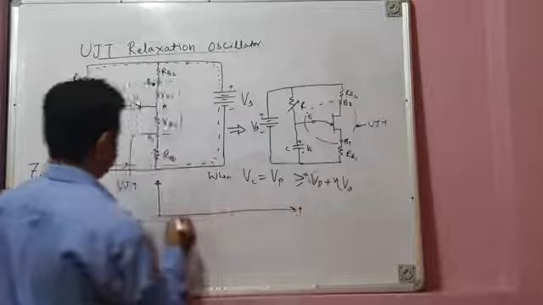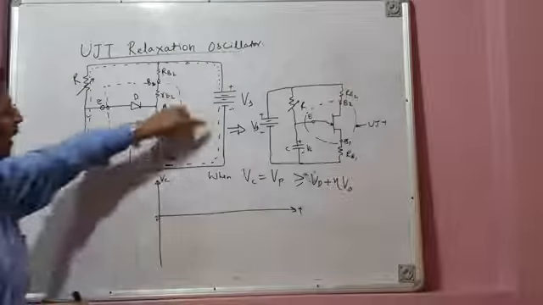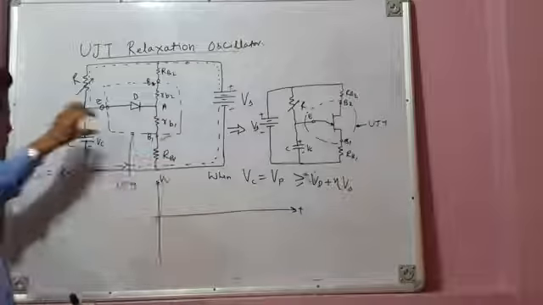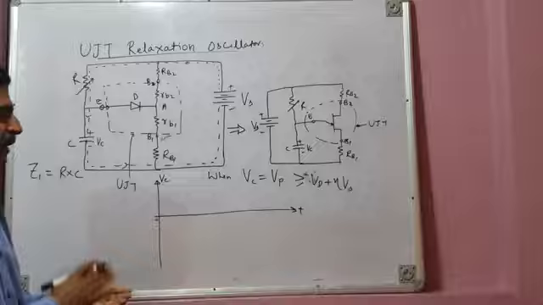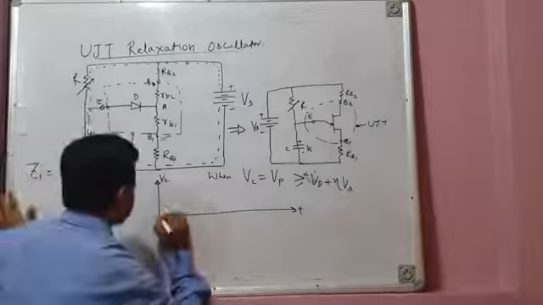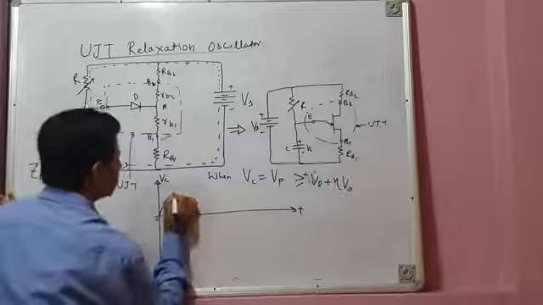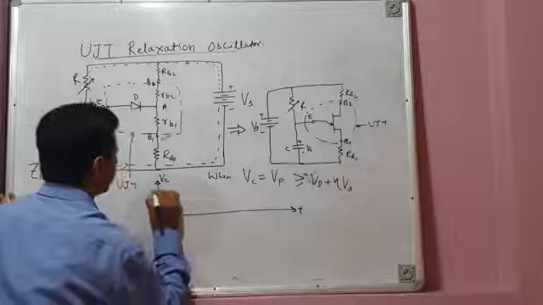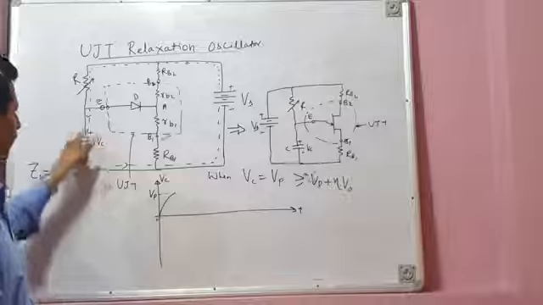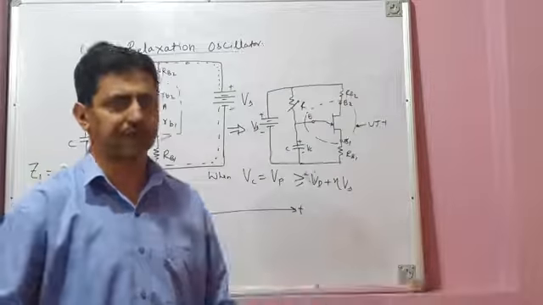This is time axis, and this is the capacitor voltage VC. Now, because of this DC charging current from the DC source, capacitor starts charging, and the voltage across capacitor starts rising at a rate determined by this time constant RC. Let us suppose this is the rate of charging of capacitor. Capacitor charges and it reaches this voltage. This is peak point voltage, VP. As soon as capacitor voltage reaches peak point voltage, what will happen? You know, when the applied voltage is equal to peak point voltage, UJT goes into conduction. We have already understood that.